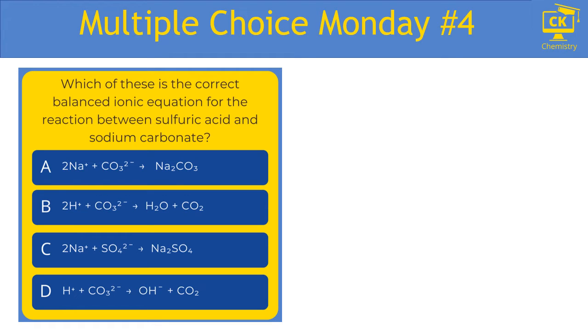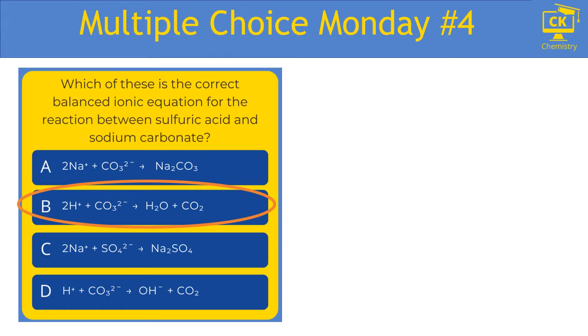Okay, so this is multiple choice Monday number 4. If you haven't already answered this question, just pause the video now and have a go at answering it on your own before I go through the answer and the explanation of how we get to the answer. So how did you get on? The answer is B. 2H plus CO3 minus makes H2O and CO2.